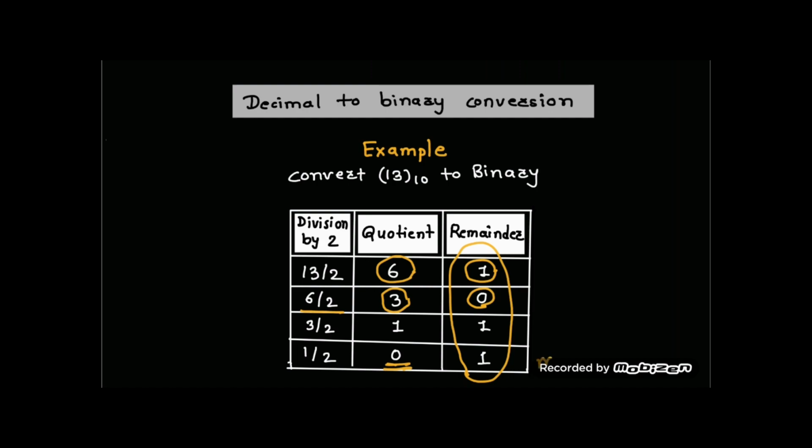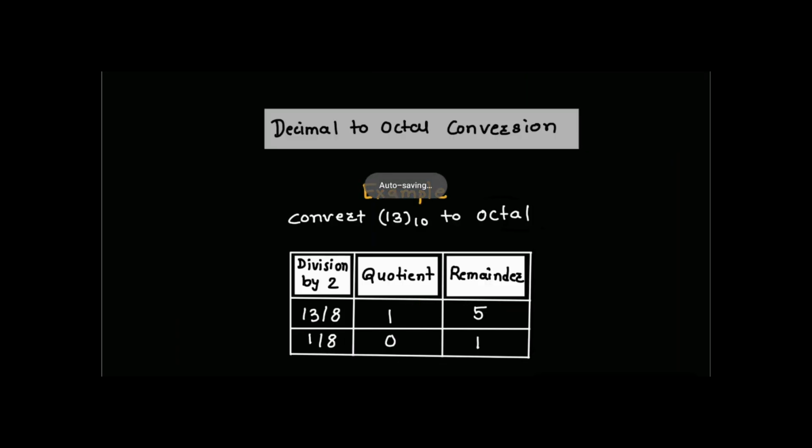So we stop this process and we got a binary number. At the bottom here is the MSB. MSB means most significant bit, and at the top is the LSB. LSB means least significant bit. We write our number from MSB to LSB, that is 1101 in binary. So we can represent 13 to the base 10, that is the decimal number, in binary as 1101 in binary.